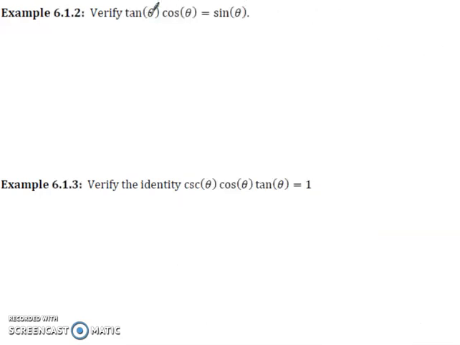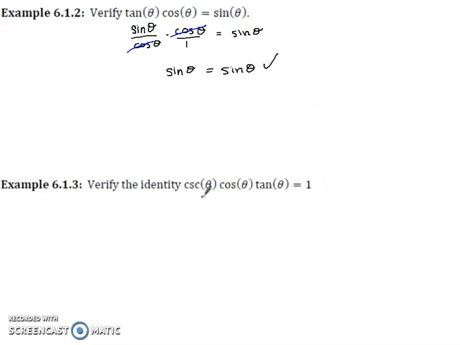In our next two examples, I've got a similar one. Here, tangent, I'm going to write as sine and cosine, so sine theta over cosine theta multiplied by cosine of theta. I want to show is equivalent to sine of theta. Now this one is fairly straightforward to manipulate. I can reduce my cosines, leaving me with sine over 1, or just sine of theta is equal to sine of theta. So I manipulated only the left-hand side to show that it is equivalent to the right-hand side.